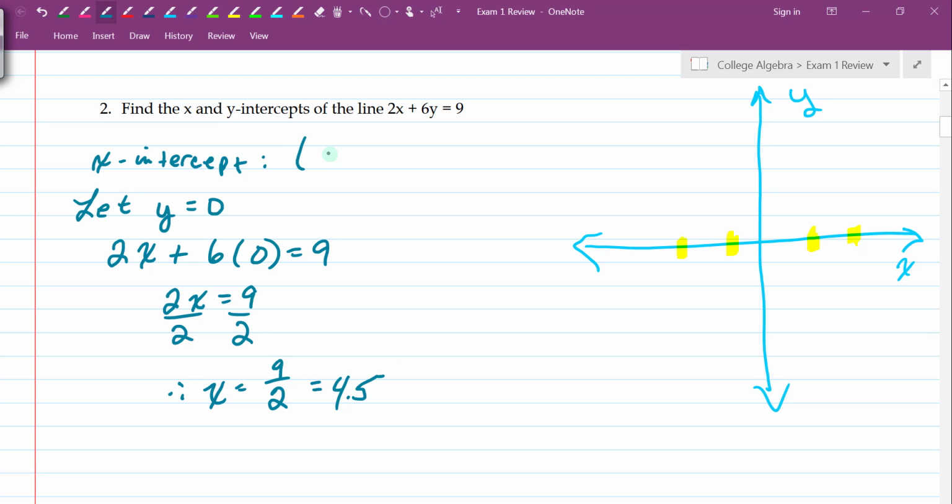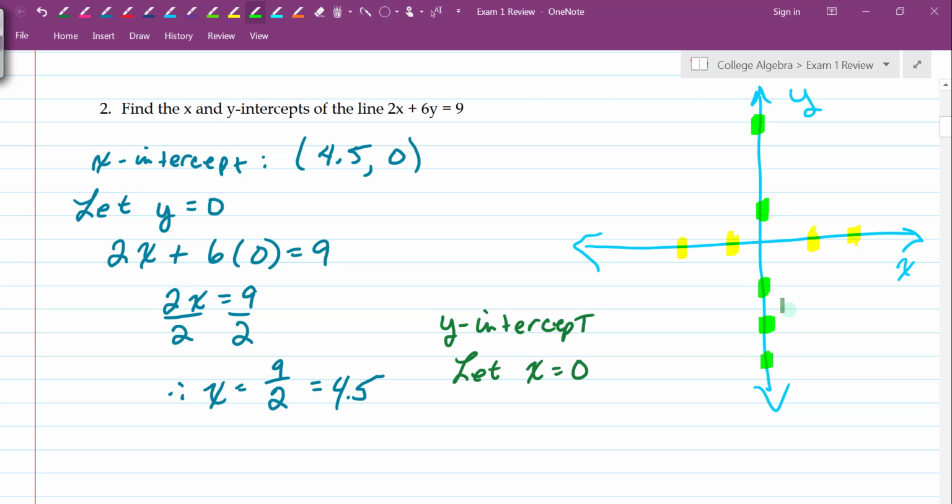So our x-intercept is going to be a point with the x value equal to 4.5, and our y is equal to 0. So now to find our y-intercept, that means we're going to let x equal 0, because to find our y-intercept, we need to have a point right here on the y-axis. We cannot go in the positive x direction, and we cannot go in the negative x direction. X must equal 0. So we just need to solve then for y.